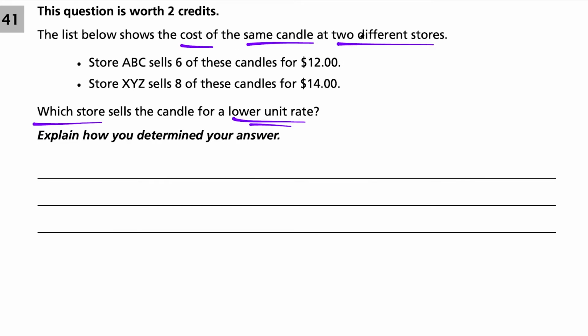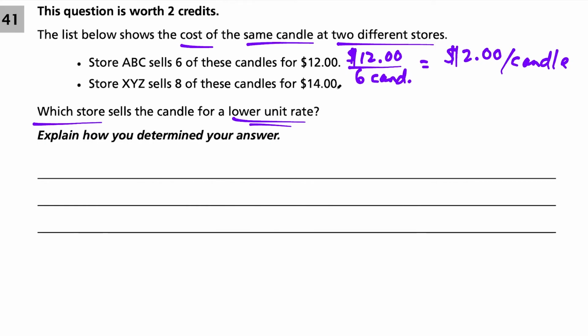We're going to take store ABC. It's $12. So we have $12 for 6 candles. And we'll just abbreviate here. So 6 candles like this. And if I do 12 divided by 6, that's 2. That tells us it's $2 per candle. Okay, so that is the unit rate for store ABC.